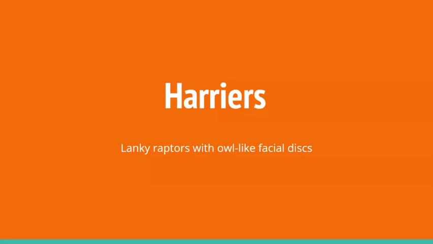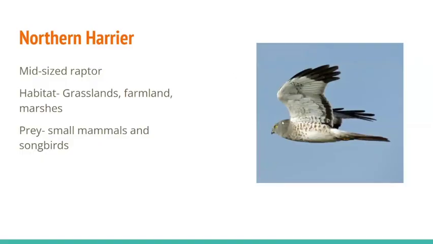So next up is one of our very unique raptor species, and that is our harrier. So they are these lanky raptors with almost owl-like facial discs. So again, here you can see the very short face, and you can just barely see kind of the edge of that disc. So the northern harrier is a mid-sized raptor, and their habitat is typically grasslands, farmland, and marshes. And their prey is primarily small mammals and songbirds.